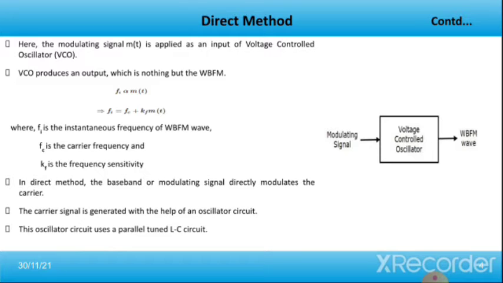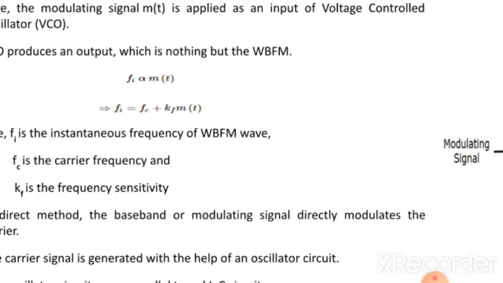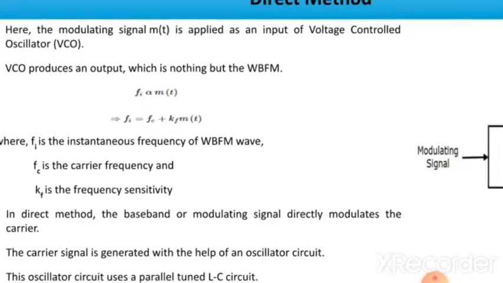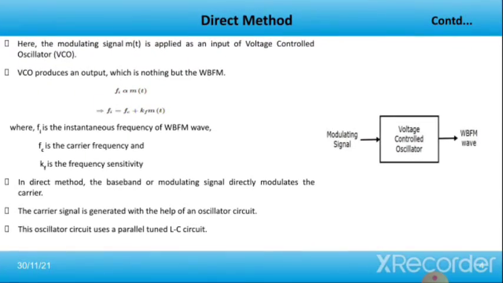Here it is denoted by the expression f of i, that is WBFM. f of i is directly proportional to m of t, and f of i is equal to fc plus kf m of t. Here fi is the instantaneous frequency of the WBFM wave, fc is the carrier frequency, and kf is the frequency sensitivity.